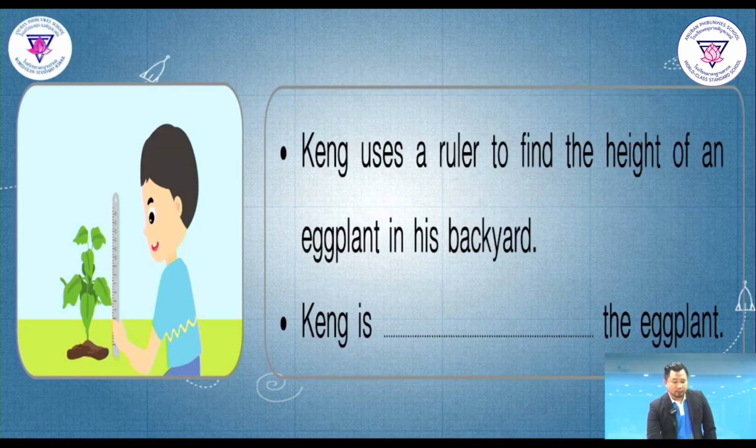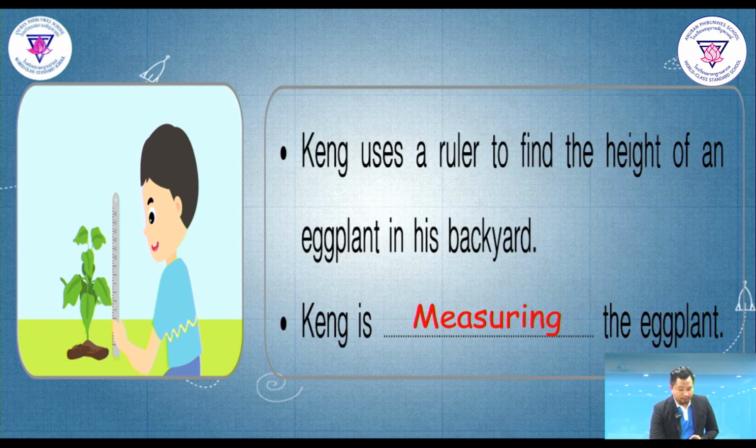Second picture, Kang uses a ruler to find the height of an eggplant in his backyard. Look at the picture. What is Kang doing? Correct. Kang is measuring the height of the eggplant.